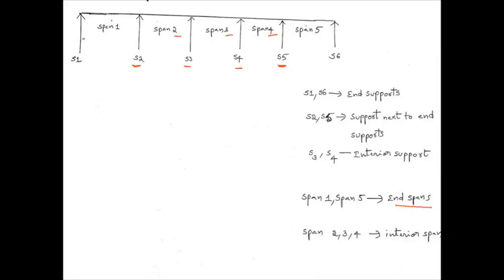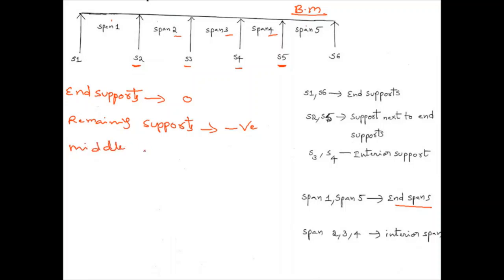Now at the end supports, what will be the bending moment here? At the end supports, the bending moment will be 0. At all the remaining supports, the bending moment will be negative in nature. And at the middle of spans, the bending moment will be positive. That means these things I am saying considering UDL on the span. Completely UDL is there.